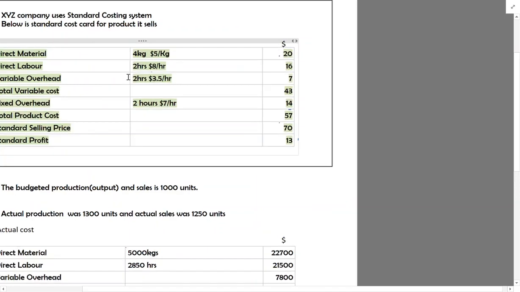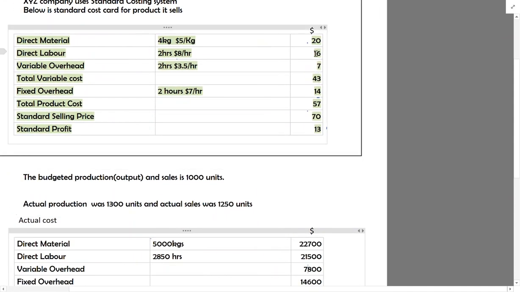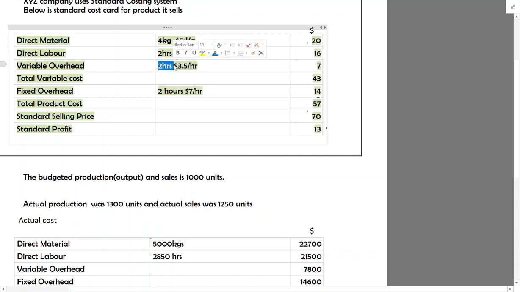We have direct labor, which is 2 hours at $8 per hour, which is 16 per unit. Yeah. We have variable overheads 2 hours. Remember I told you variable overheads will be based on labor hours. So whatever is the hours of labor will be the same hours for variable overheads. If hours is not given, if I remove this as well, you should know that this is 2 hours, because variable overheads will be based on labor hours.